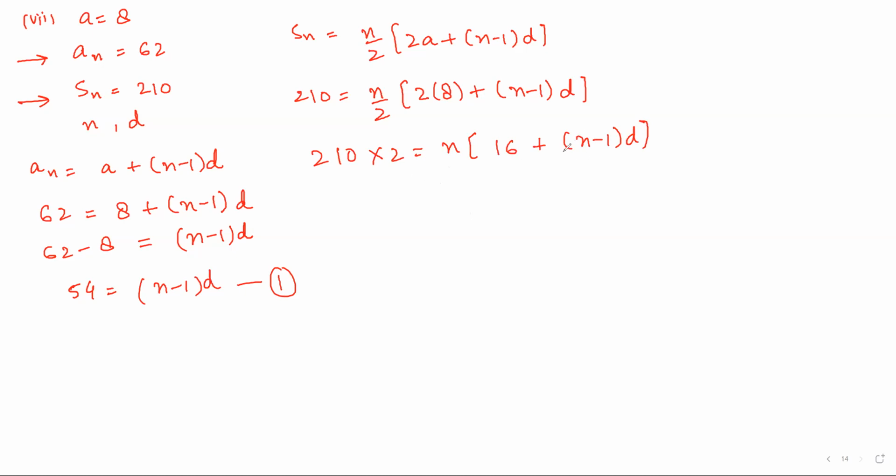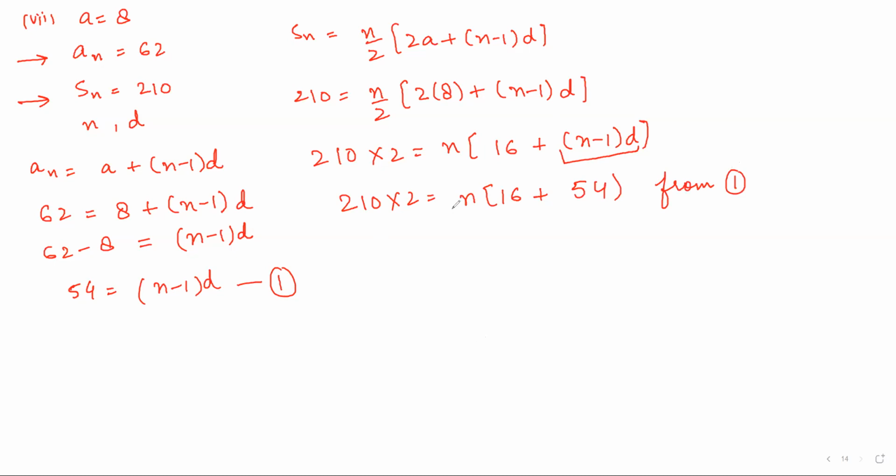If I just put the value of n minus 1 into d from equation number 1, will it work? Yes. Because from 1, I can put n minus 1 into d is equal to 54. Ultimately, you have to combine the two pieces of information, right? So I'm solving it like this, n into 16 plus, and now in place of this whole thing, I'm writing 54 from 1. Is that okay, Amna? Yes, ma'am.